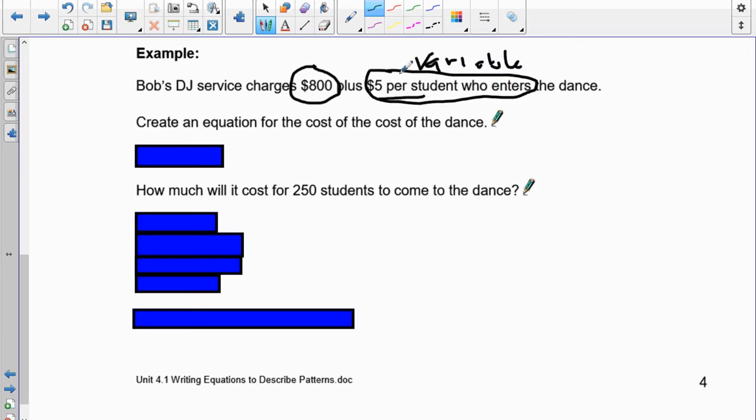I can't write with the mouse very well. Variable, and this is your fixed cost and variable cost. So now create an equation for this.